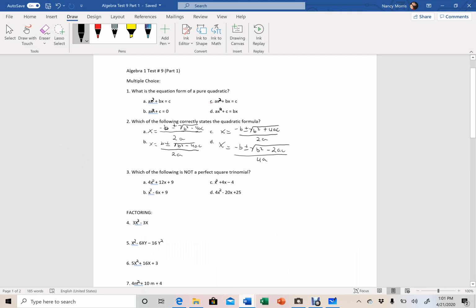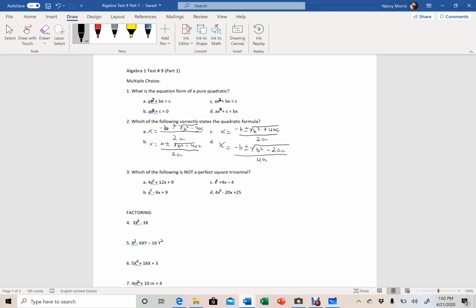We talked the other day about the multiple choice section. Sorry, I had to handwrite question number 2 there. It would not let me put this in the proper form, so I just handwrote it out. But number 1, what is the equation form of the pure quadratic equation? I told you what section that was in. You should have gone back to look and verify what is the pure quadratic equation. What's the form that it's in?